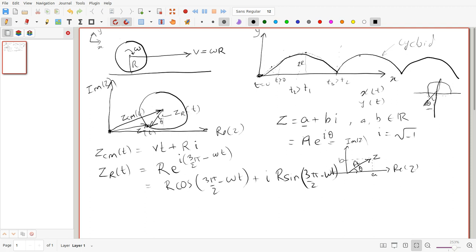And now we just add, again by add I mean add in terms of the complex numbers. So by adding complex numbers, we get the x of t, which is just the sum of the real parts of these two complex numbers. And what does that happen to be? The sum of the real parts is, well, again, this v, let me write it as r times omega because of this pure rolling condition. So if I were to do that, I get r times omega times t plus this guy.